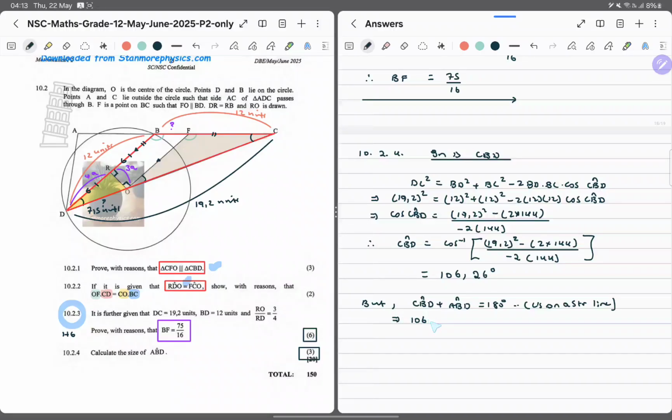So this is 106,26 degrees plus ABD is 180 degrees. Therefore, ABD is going to be 180 degrees minus 106,26 degrees, which is what we get. So here I'm just going to subtract 180 straight up. So it gives us 73,74 degrees. Yeah, is like this.